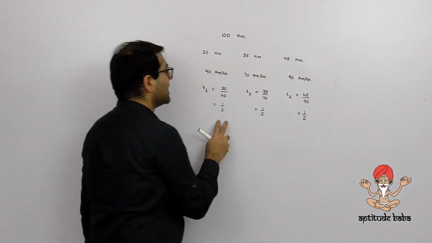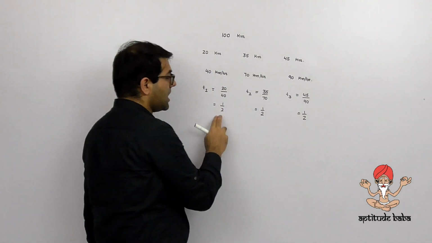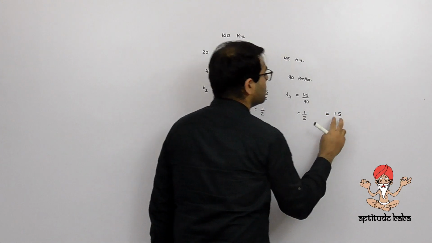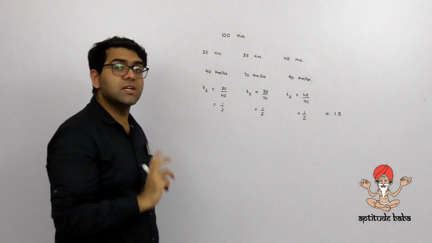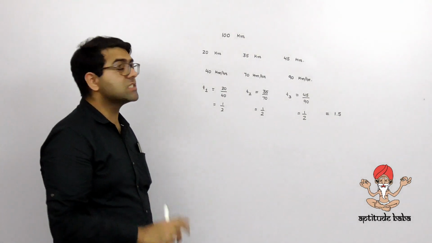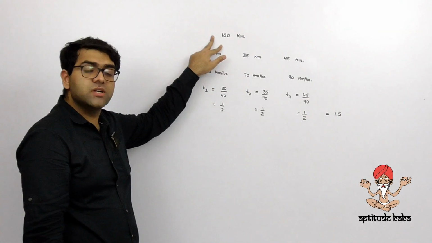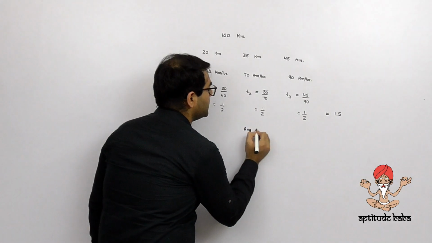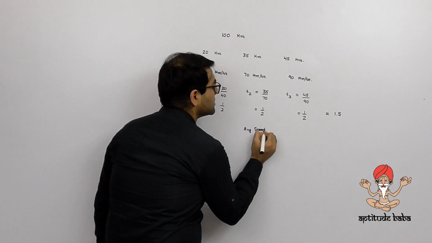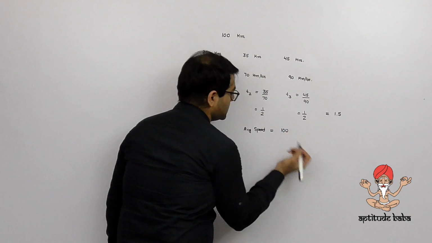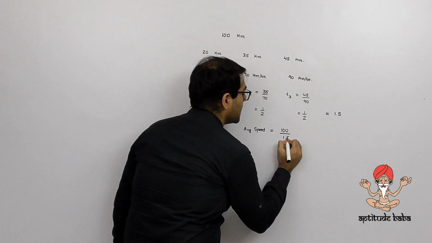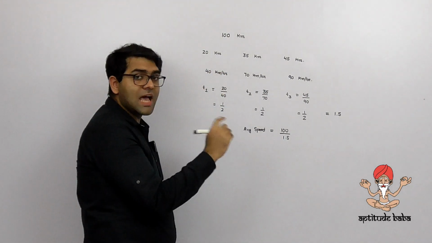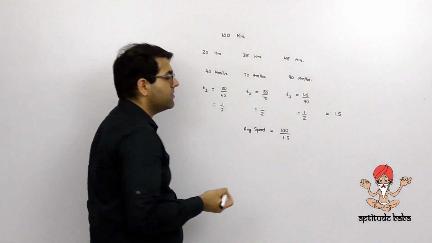So from here, can I say that the total time taken will be half hour plus half hour plus half hour, or 1.5 hour? Now if 1.5 hour is the total time taken, what was the total distance? The total distance was 100 kilometers. So from here I directly say that my average speed will be defined as the total distance, which is 100 kilometers, by total time, which is 1.5 hours. Now I can write this 1.5 hours as 15 by 10 or perhaps 3 by 2.